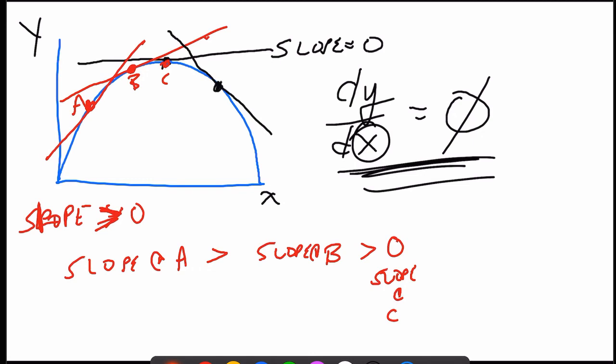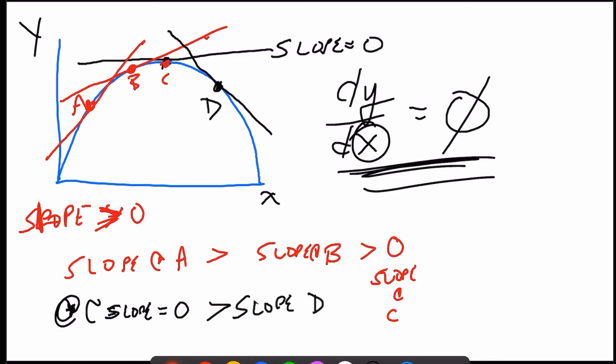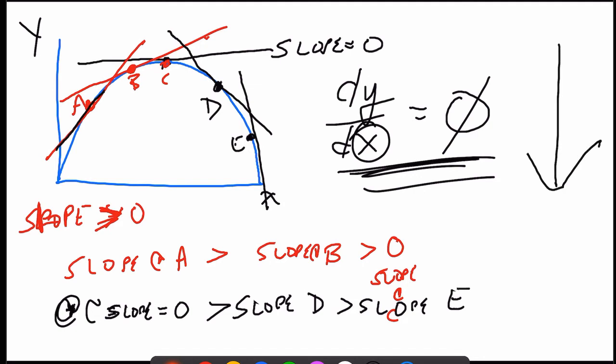Now, what about that? Well, at C, the slope equals 0, which is greater than the slope at D. And guess what? It's greater than the slope at E. So how is this slope changing? Well, the slope keeps getting smaller. The change in the slope is a negative.